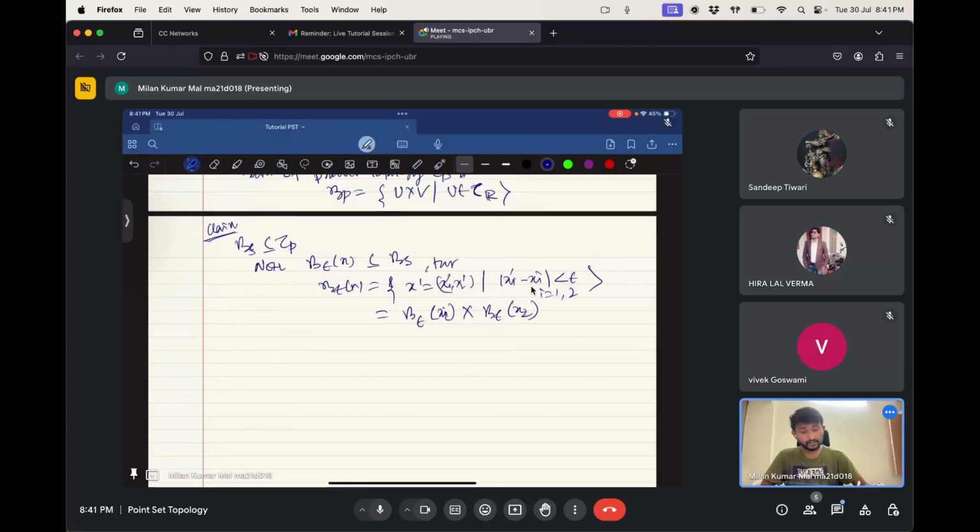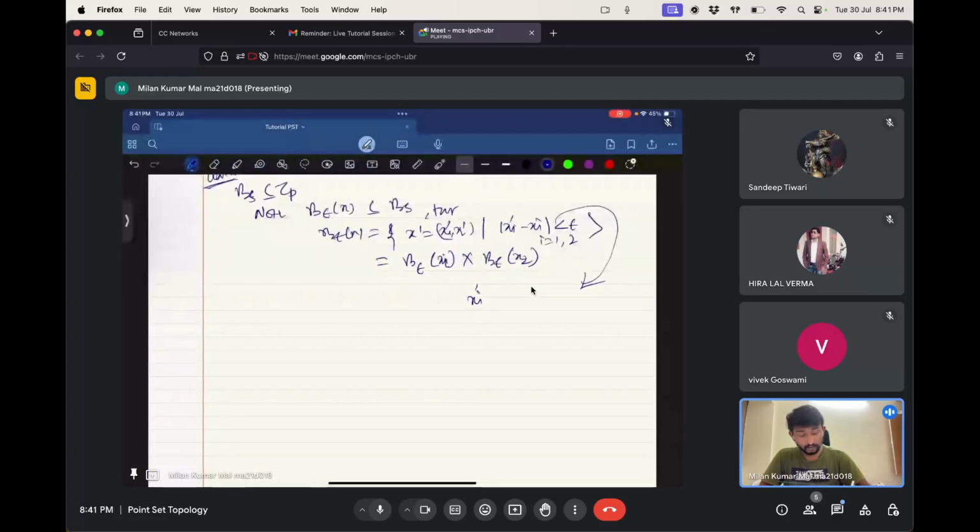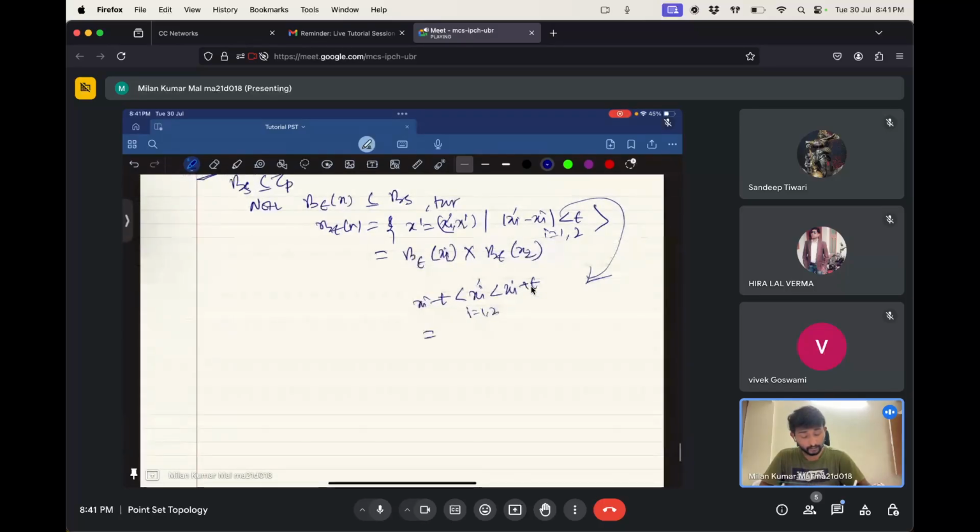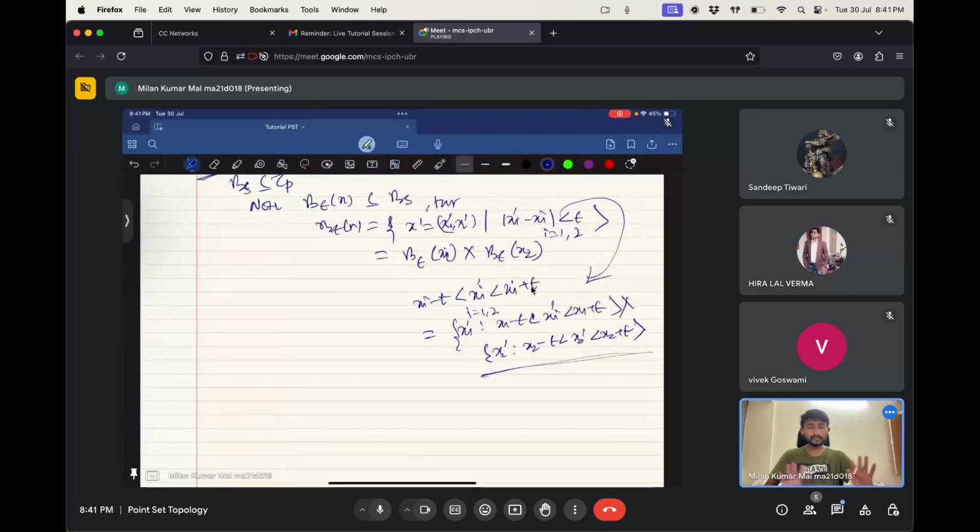This is the same, no? This means the collection of all those elements xi dash which lie between xi minus epsilon and xi plus epsilon. That means I can separate it for i equals 1 and 2. I can write it as a product: all those x1 dash such that x1 minus epsilon is less than x1 dash, less than x1 plus epsilon, times all those x2 dash such that x2 minus epsilon is less than x2 dash, less than x2 plus epsilon. I can write this in product form. This is the full collection.